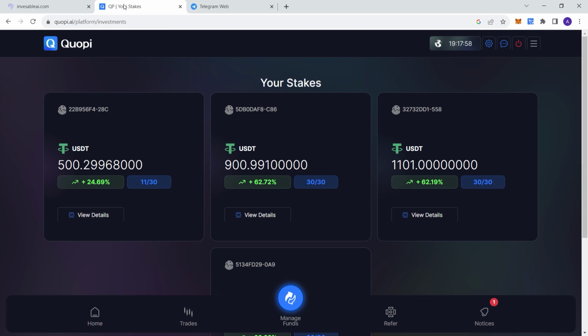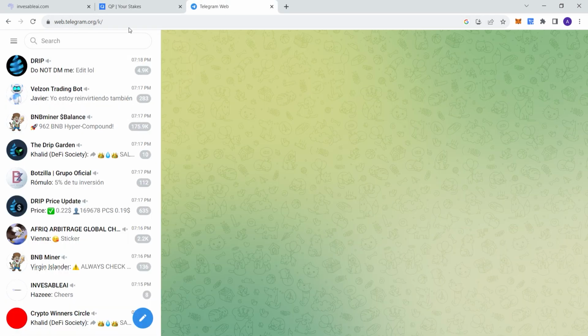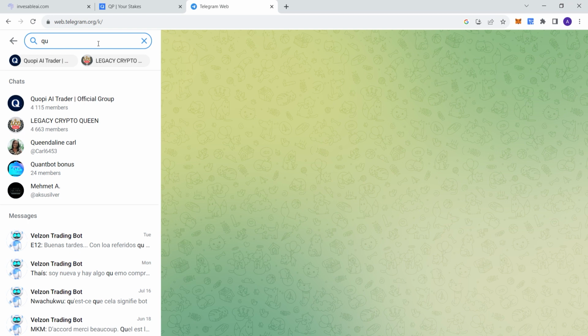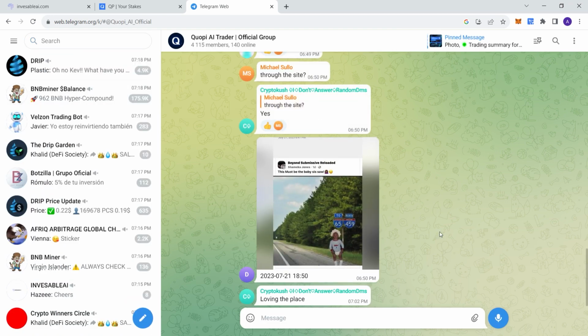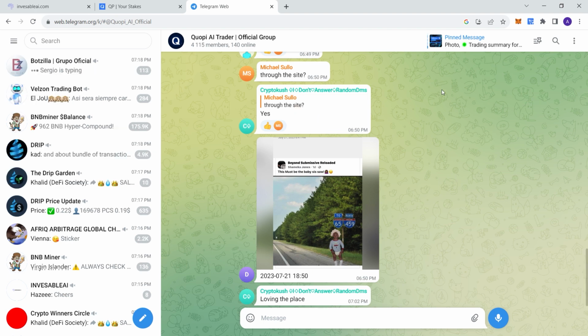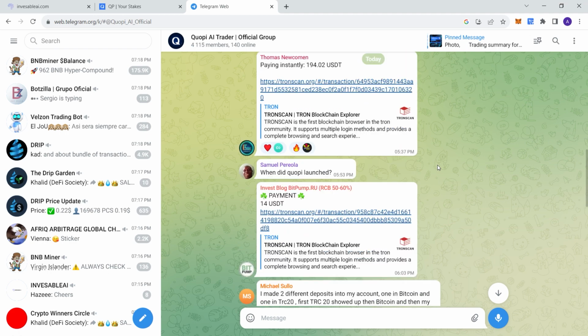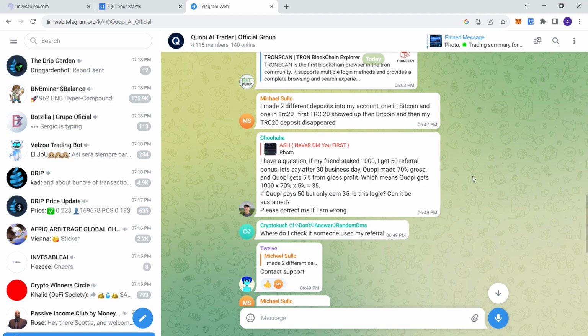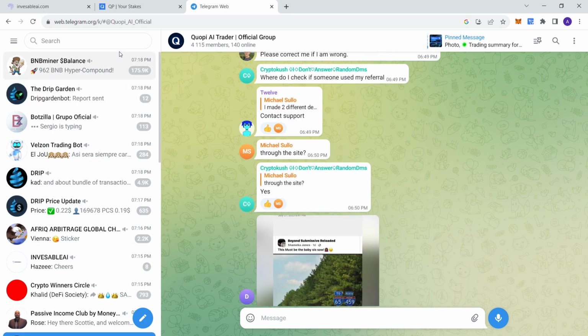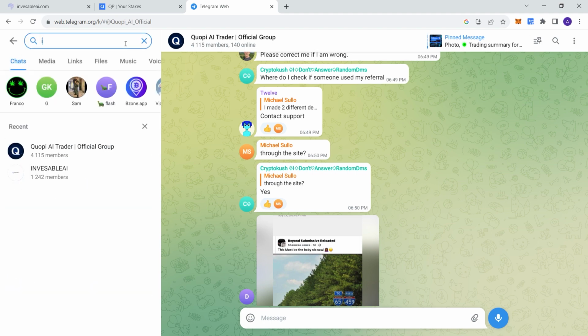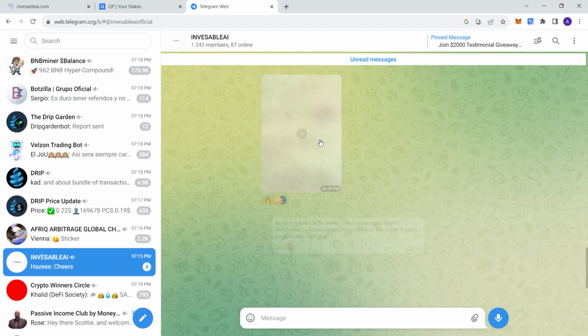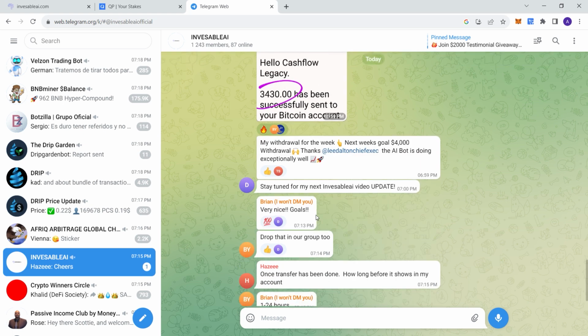And then last but not least, let's talk about the Telegram. Which one do I think has a more active Telegram? Now, I'm not even gonna count this, honestly, because it's not fair, because Quopi obviously has 4,000 members. They've been around for a while, but I will say that Quopi is very active. Obviously, with 4,000 members, it's going to be active. They're always out here talking and stuff like that. And then when it comes to Invisible, they're also very active.